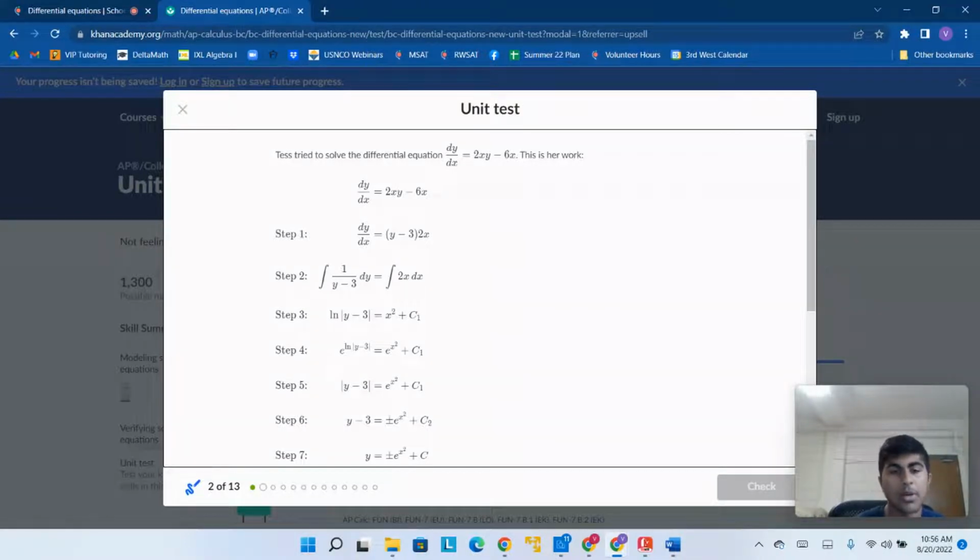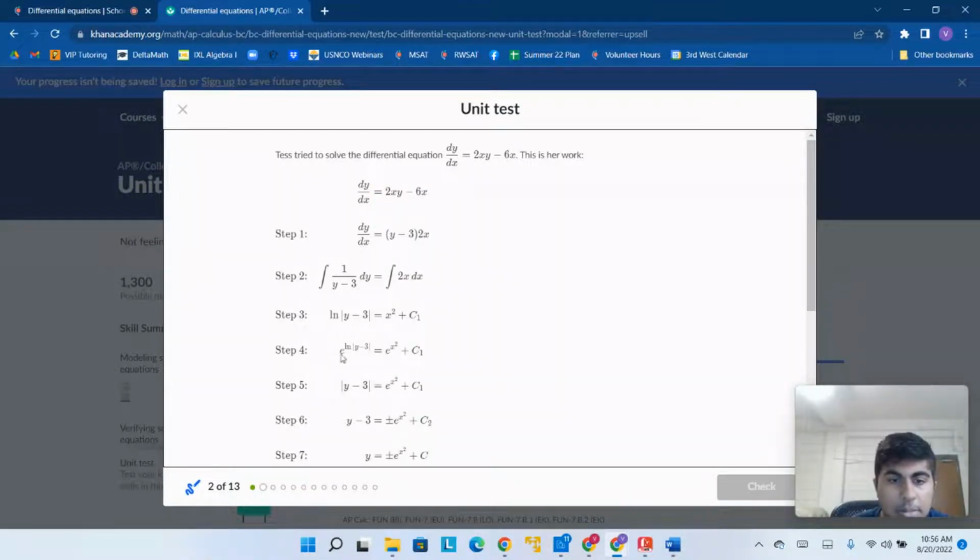Okay, so when you raise that to the e and you get the absolute value of y minus 3, that's supposed to equal e to the x squared plus c1. The c1 is supposed to be in the exponent, e to the x something. So this is where it got messed up, right?